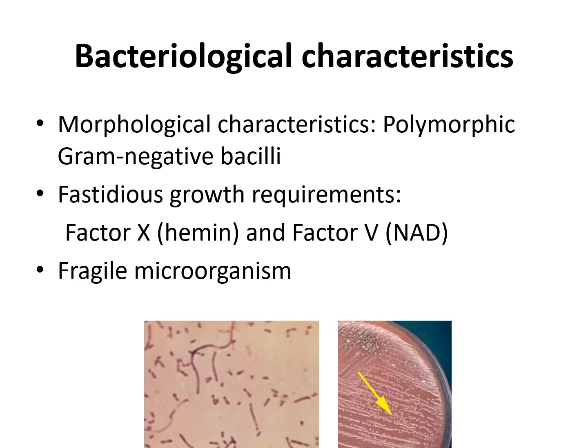Let's look at the bacteriological characteristics. As we saw in the case, they are morphologically described as polymorphic gram-negative bacilli. A key feature of Haemophilus is its fastidious growth requirements. To grow in the lab, it needs two specific factors: factor X, which is hemin, and factor V, which is nicotinamide adenine dinucleotide or NAD. It's also a relatively fragile microorganism, sensitive to environmental conditions.